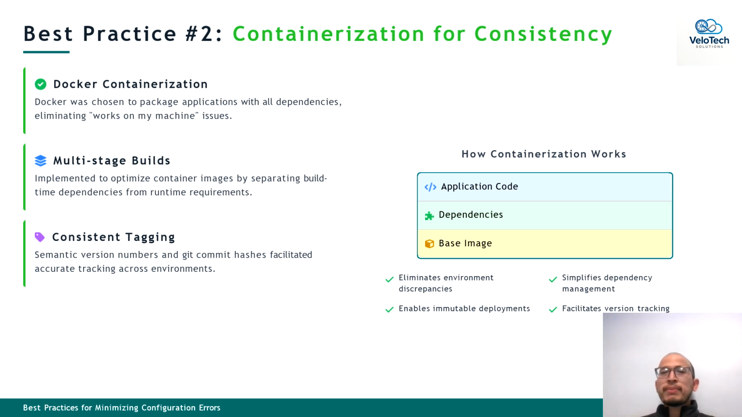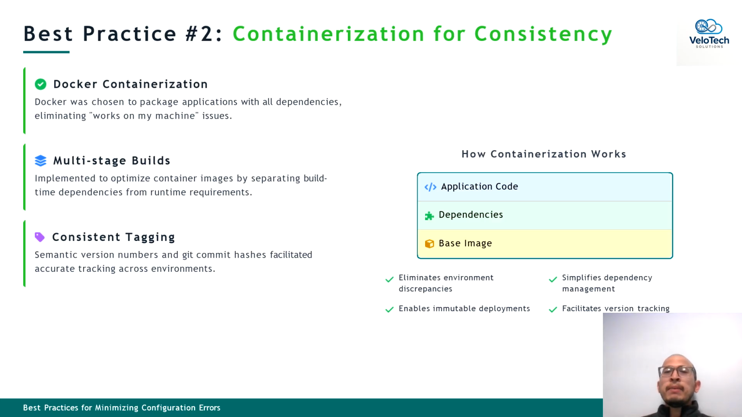Docker solved this by packaging the application with all its dependencies into a single container. The container includes everything the application needs to run: the code, the runtime, the libraries, the system tools. This container then runs identically everywhere: on a developer's laptop, in staging, in production.